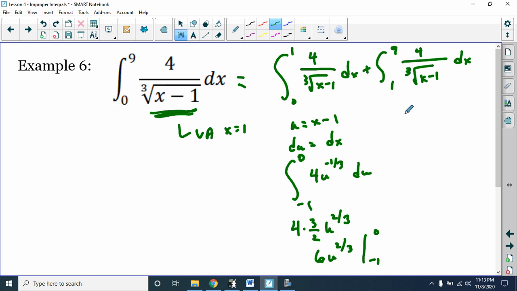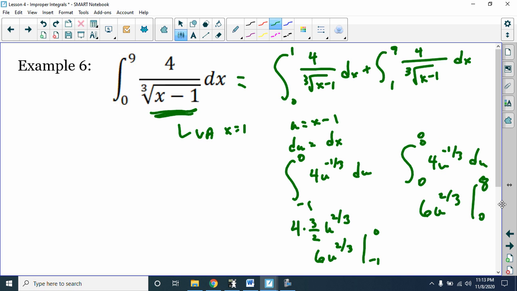And then I need to do this part here. Most of this work, notice, is going to be the same. This will be the same. This will be the same. This, my bounds will be different. But the integrand is the same. I still get 6u to the 2/3. We do need to change our bounds. If I plug in 1, I get 0. And if I plug in 9, I get 8. Plugging in 8, cube root is 2, squared is 4, times 6 is 24. And plugging in 0 gives me 0.